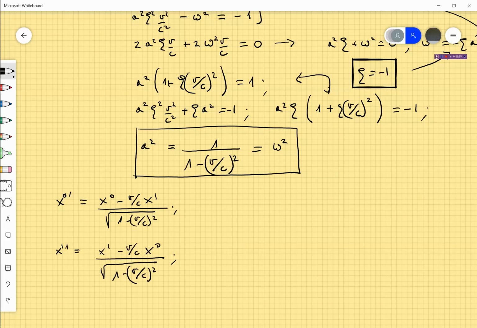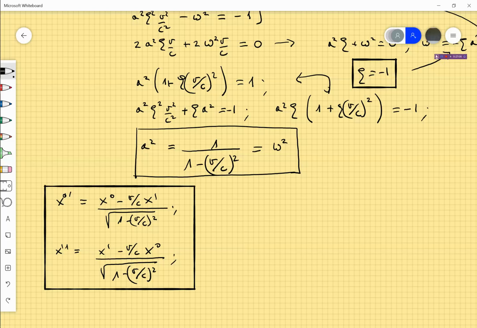And these are the Lorentz transformations, which are irreducible in the sense that we cannot simplify them anymore by using spatial rotations or space-time translations, and they are called Lorentz boosts.